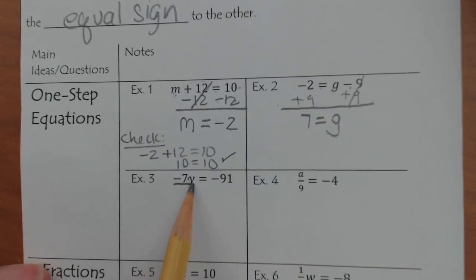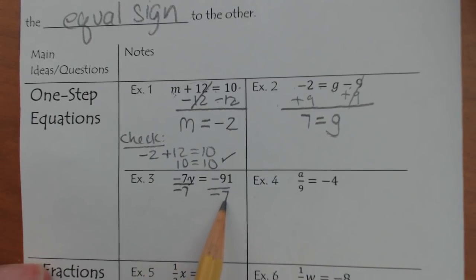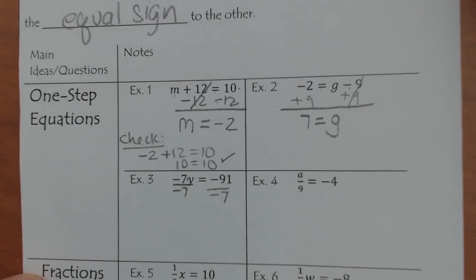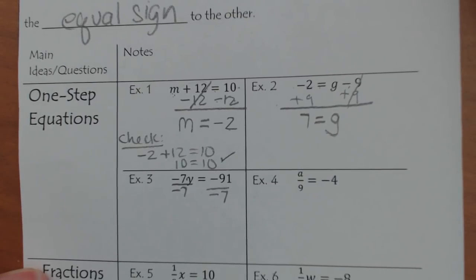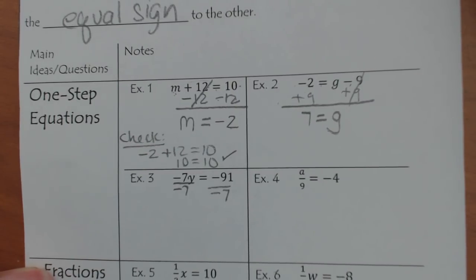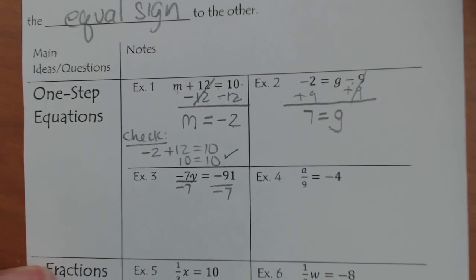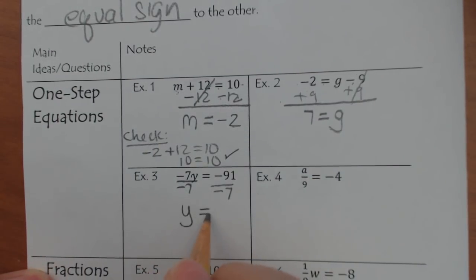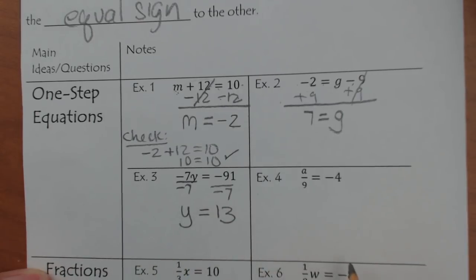The inverse of multiplication is division. So we're going to divide both sides by negative 7. The negative does go with that 7, because we're not doing any addition or subtraction, we're doing division. So the sign goes with the number. So we have negative 91 divided by negative 7, and that's going to give us a positive 13. So y equals positive 13.